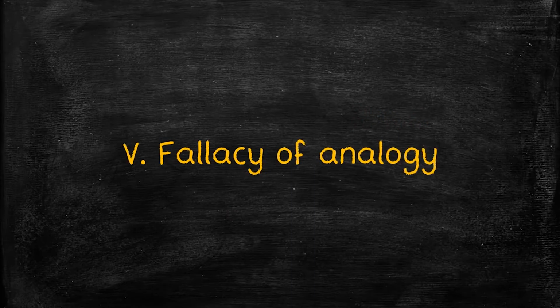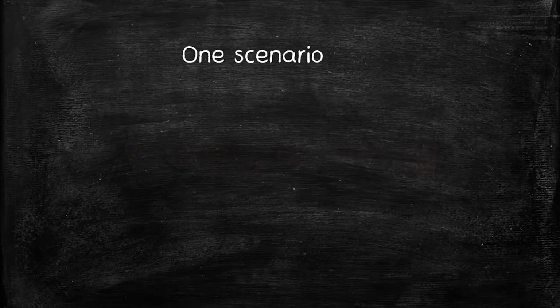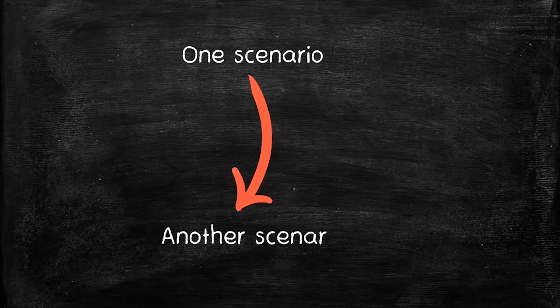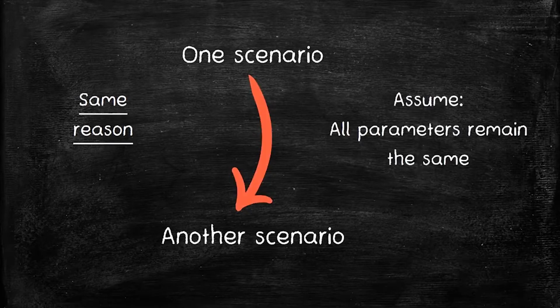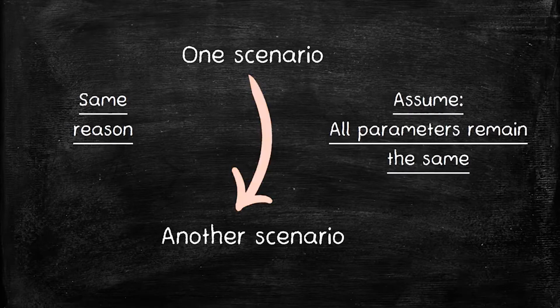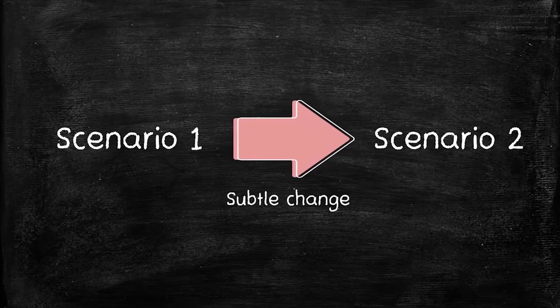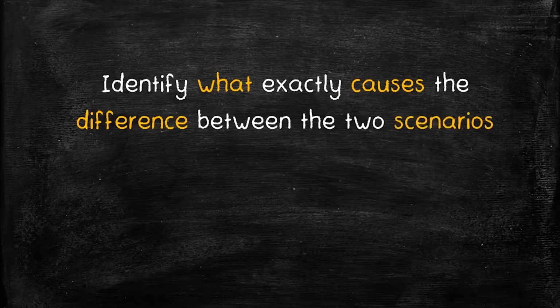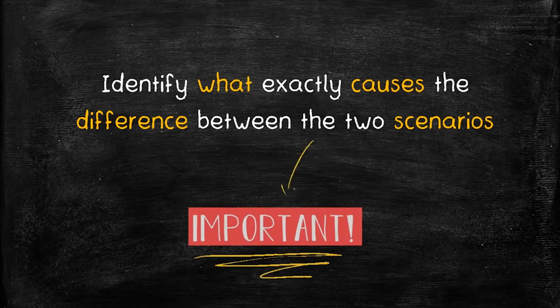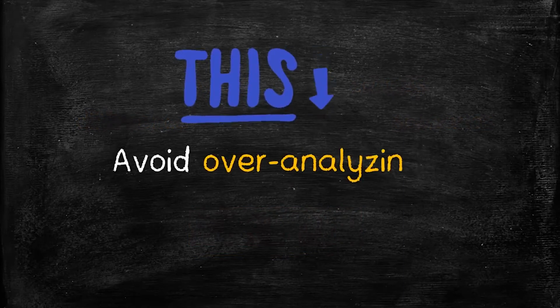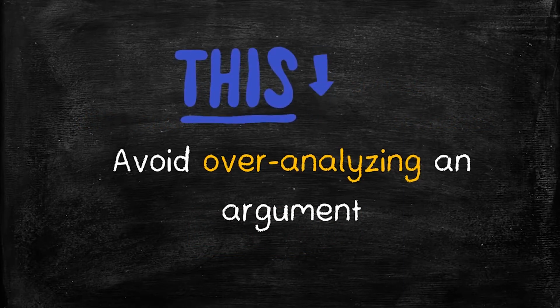Fallacy of Analogy. This refers to thinking that the line of reasoning used in one scenario applies to another scenario by assuming that all other parameters remain the same. You should carefully compare the two scenarios to see if there is any subtle change in the situation which makes this parallel reasoning inappropriate. The important thing in this case is to identify what exactly causes the difference between the two similar scenarios. In critical reasoning, it is also extremely important to avoid overanalyzing an argument.